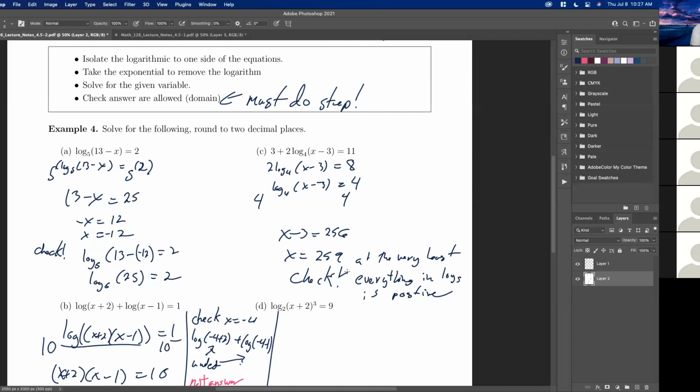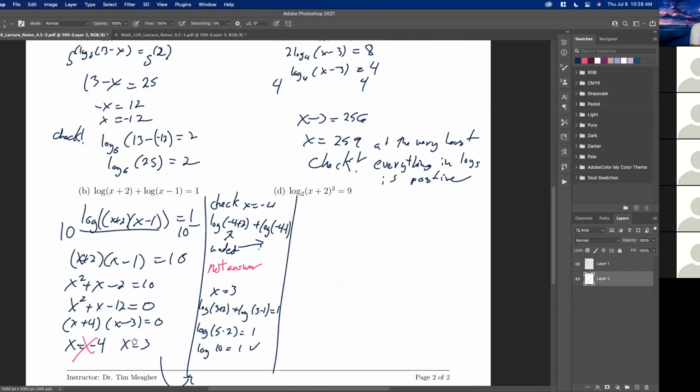So if you're not going to do a full check, at the very least, when you plug in x, make sure that each of the expressions which you take a log of are positive. Okay? So here I had negative 12. This expression ends up being 25. We're good to go. Here I have 259. This expression ends up being 256. We're good to go. Here I have negative 4 and 3. When I plugged in negative 4, this became negative, and therefore this was not an answer. But when I plug in 3, this was positive, and it ends up being an okay answer. So at the very least, check that everything in the log is positive. Okay?